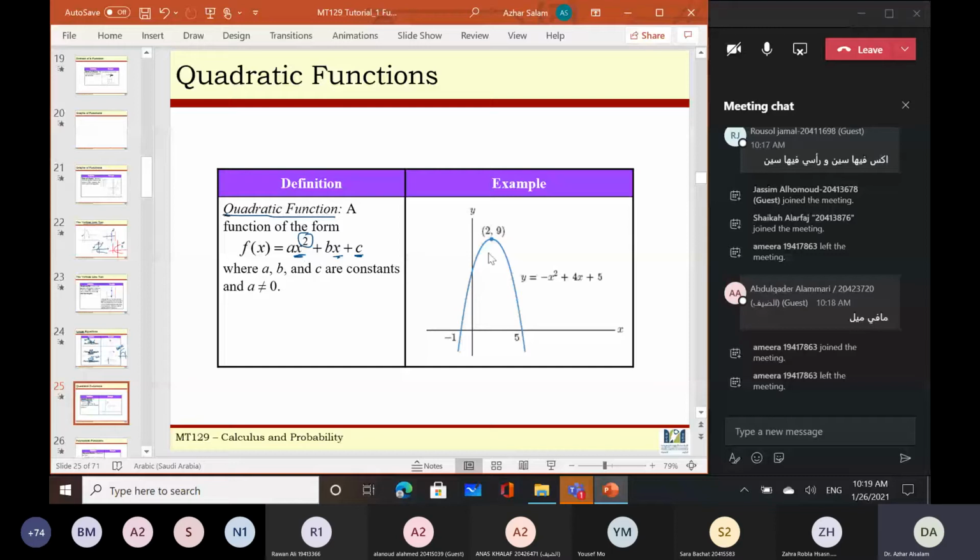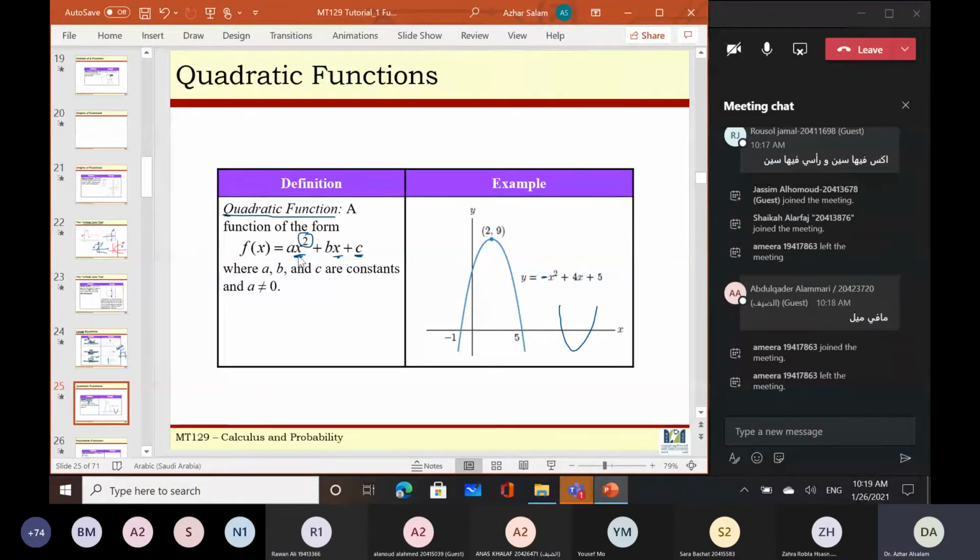It's always a curve like that, either to the top or to the bottom. Here it's to the top, since I have this minus, okay? But if I have this plus, it will be like that, okay? It will be concave up.